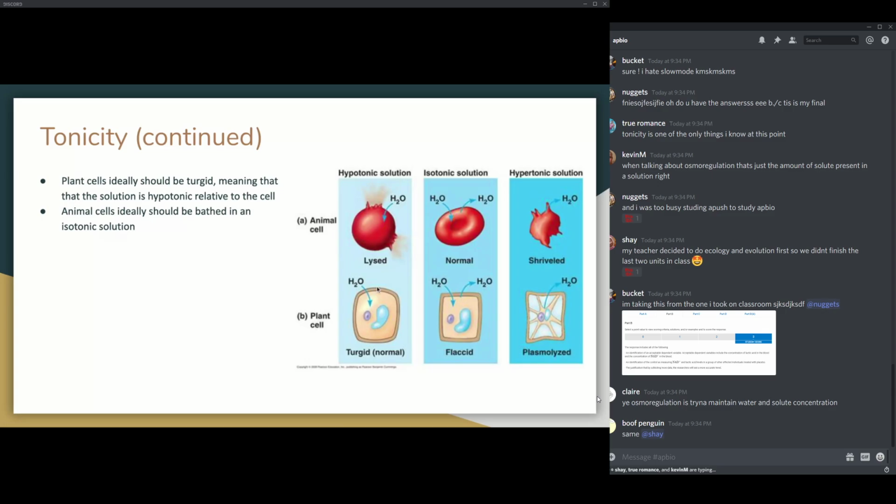So you should also know the different words accordingly: lysed is for an animal cell in a hypotonic solution, turgid is for a plant cell in a hypotonic solution. And you also want to know plasmolyzed, which is plant cells in hypertonic solution.